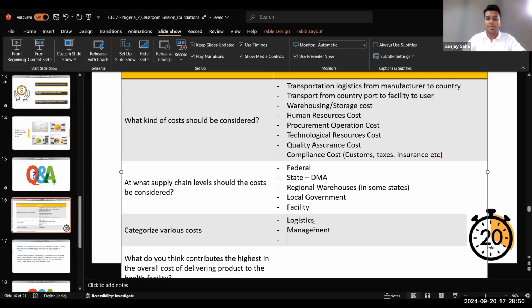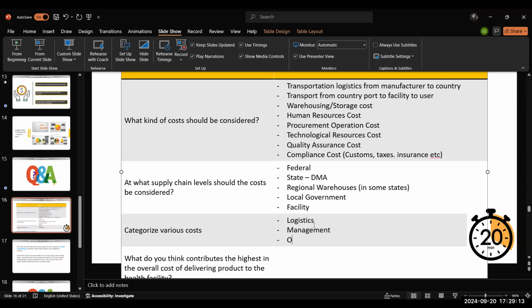And then I think what is left is some of the very specific operations cost, in this case, which is procurement operations cost. And then if we want to categorize at operational level, then quality assurance can also be an operation. So then procurement and quality assurance can come under operations cost. You can categorize under operations.